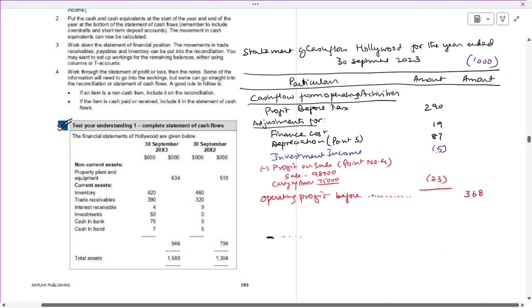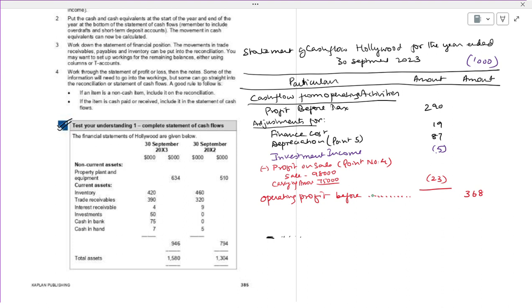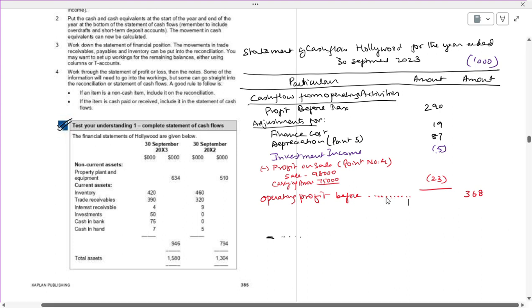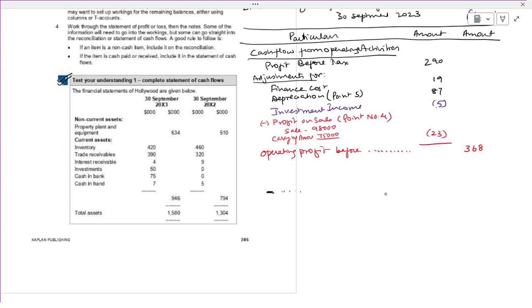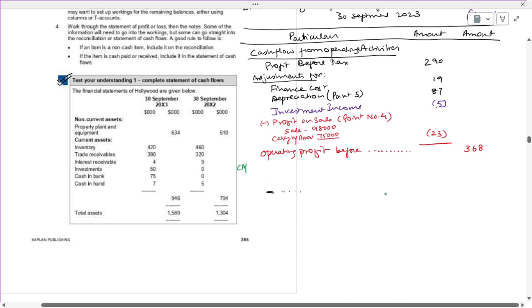Once this is over, what are the things we have to take very clearly? Profit before tax, adjustments, finance cost. Depreciation should be added, investment income should be deducted, any profit on sale should be deducted, or loss. If you get a loss, you have to add. If you get a profit, you have to deduct. After that, we have to take current assets and current liabilities.